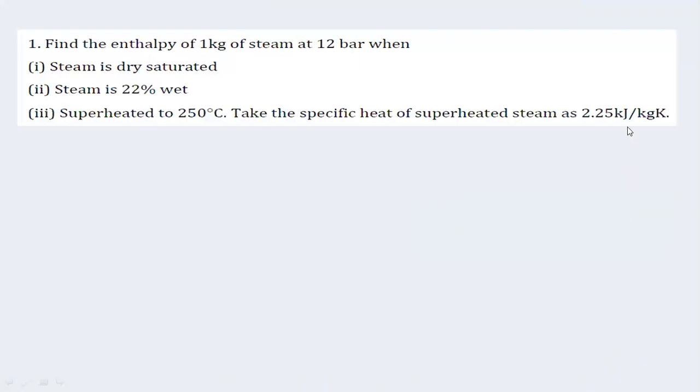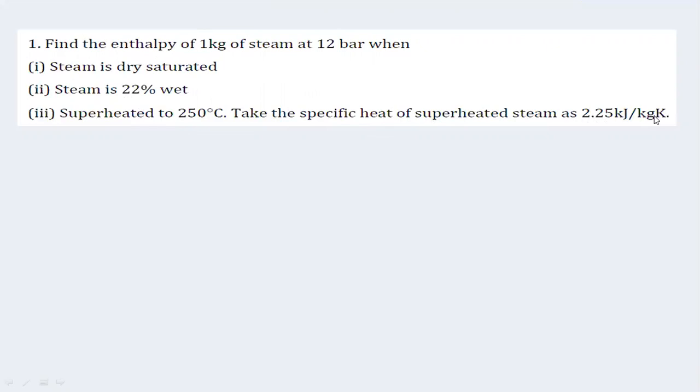The first question which you are observing right now is that we have to find the enthalpy of 1 kg of steam at 12 bar when the steam is dry saturated, when the steam is 22% wet, and in the third case when it is superheated to 250 degrees Celsius. Take the specific heat of superheated steam as 2.25 kilojoules per kg Kelvin.